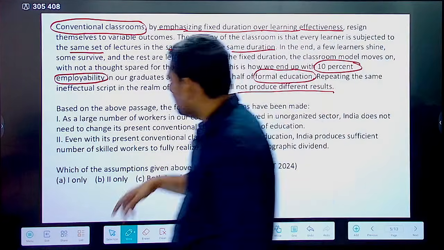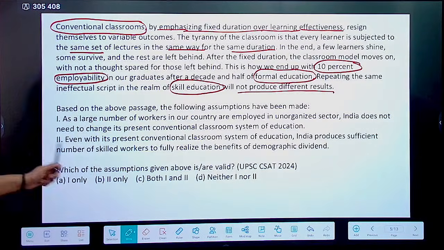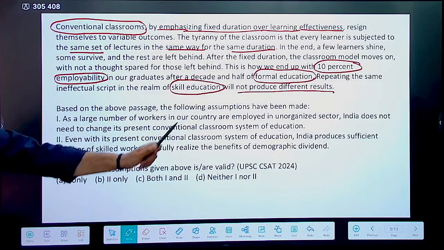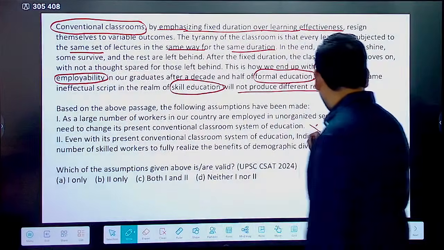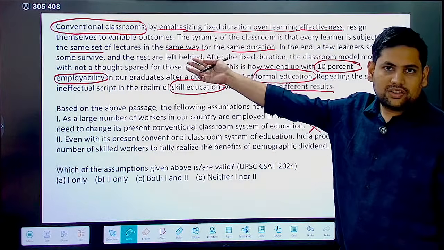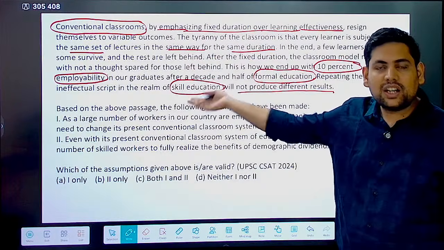Correct? Now, let's read the statements. As a large number of workers in our country are employed in unorganized sector, India does not need to change its present conventional classroom system of education. Extreme statement. Also, completely wrong. It is about critiquing the conventional classrooms.